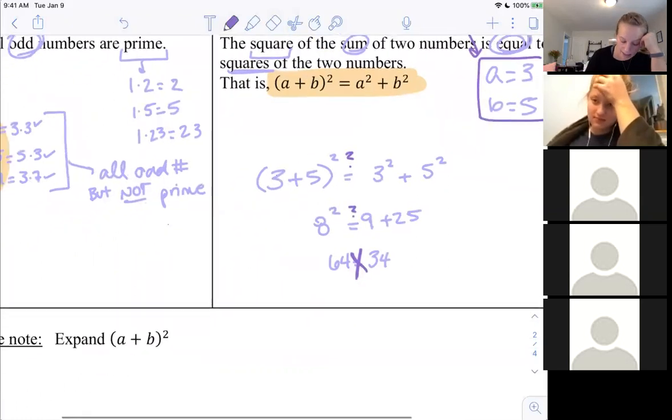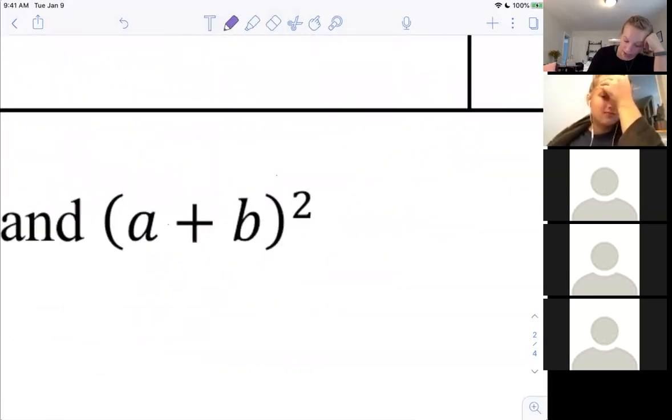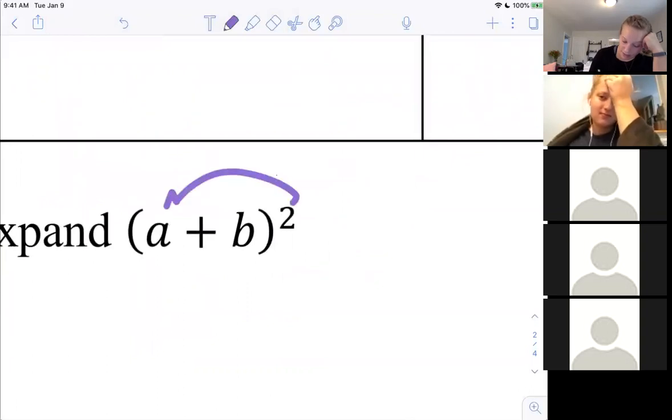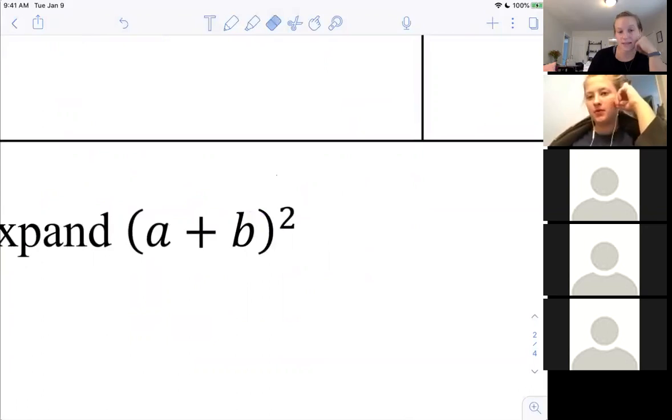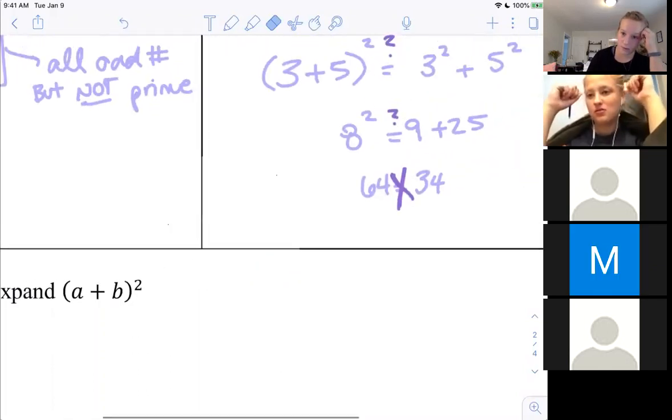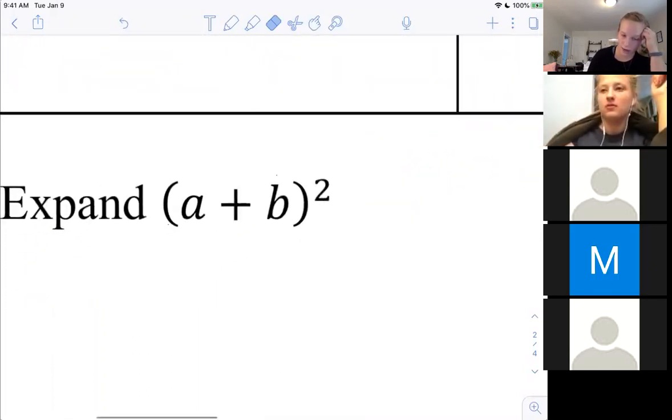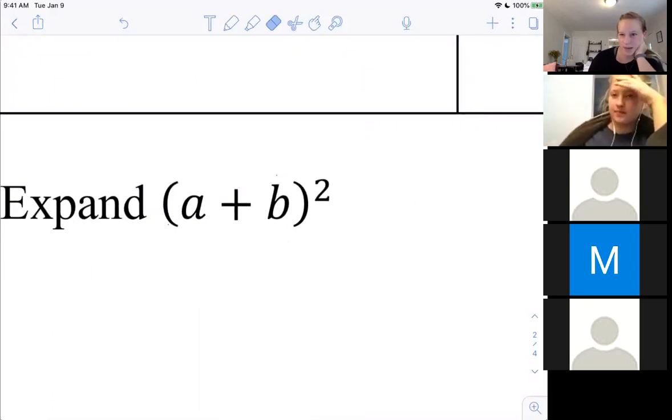Okay, that being said, if A plus B squared isn't the same thing as A squared plus B squared, do you remember how I expand this out? How do I algebraically multiply this? You FOIL it out. I need to write it a little differently though. Maggie, can you set it up so I can know exactly how to FOIL it out?